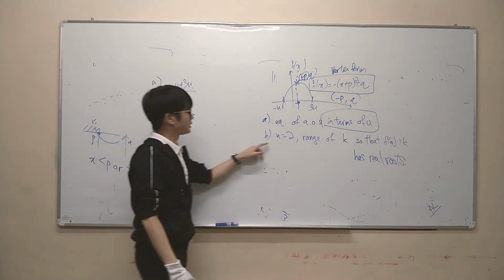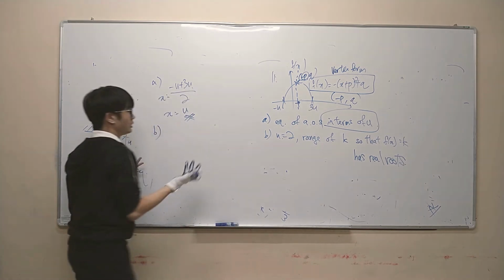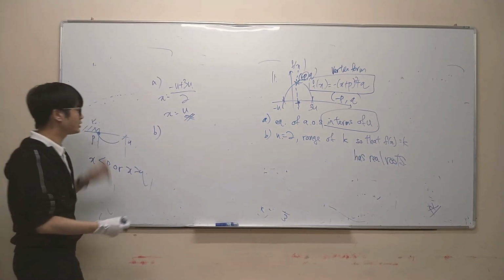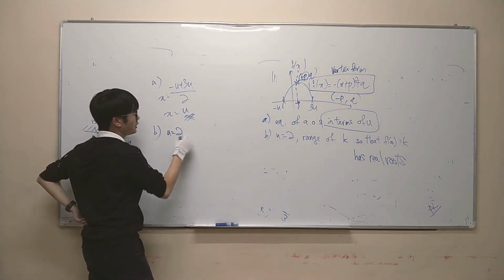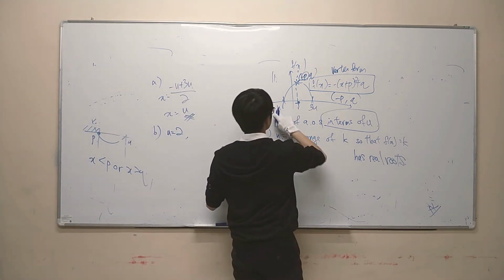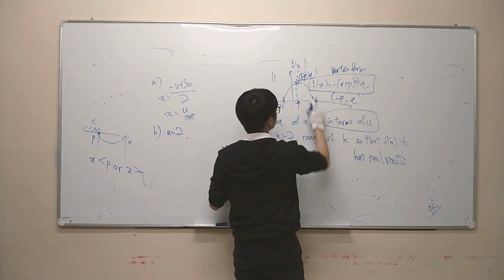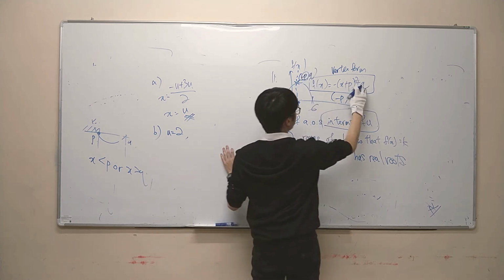Okay, next. If u equals to 2. Oh! If u equals to 2, I know a lot of things already. If u equals to 2, it means this is negative 2, this is 6, and then this is what? If u is 2, it means what?